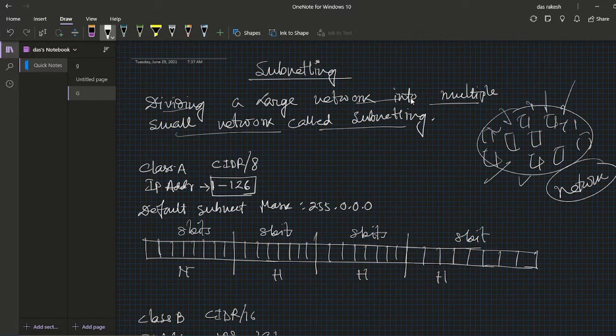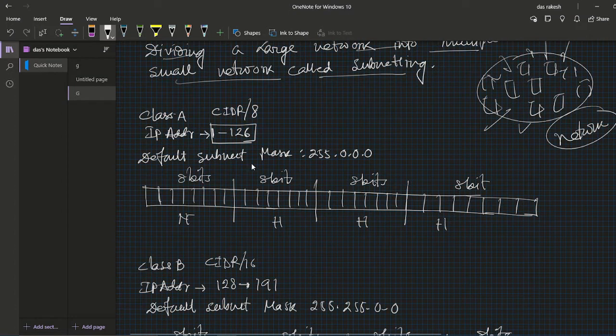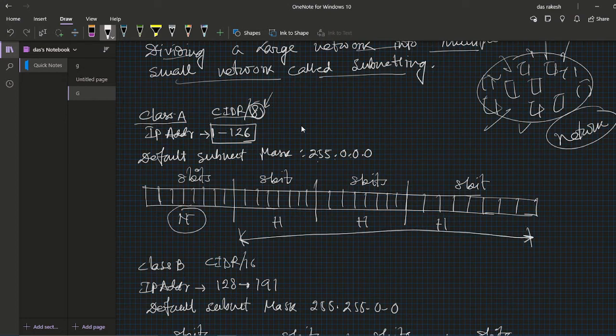There is some concept for class A addressing, so we first discuss the different classes. For class A, the number of network bits is defined by /8. The default subnet mask is 255.0.0.0 and the IP address range is from 1 to 126. One thing to remember: the first 8 bits are the network bits and the remaining 24 bits are the host bits. This is the structure.